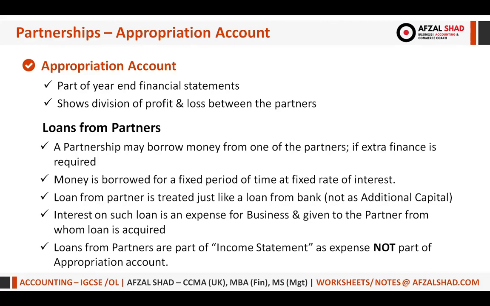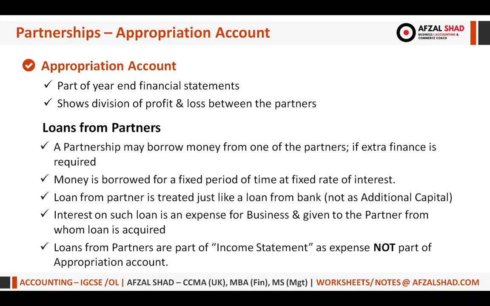So first is the loans from the partners. What is a loan from the partner? As we've discussed in the previous session as well, a loan from the bank versus a loan from the partner is not that different. You can get a loan from the bank and you have to pay the interest. Similarly, if some partner is giving you a loan, just like the bank, you have to pay them back the amount of principal as well as the interest. So the partners are behaving just like the banks whenever they are giving loans to the business.